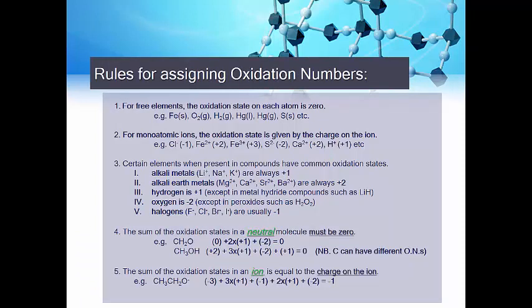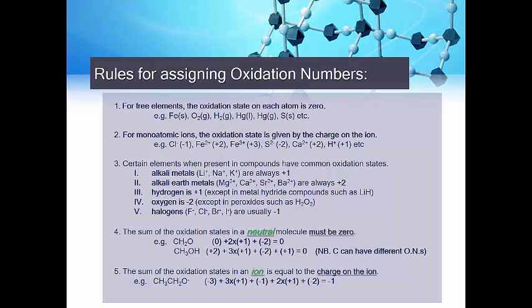So if you have a free element, its oxidation state for each atom is 0. Free elements are elements that are in their elemental state, so when it's only that element. So iron solid, oxygen gas, hydrogen gas, and so forth. You can see these elements have no charge on them, and they're just by themselves. So if that's the case, then it's 0.